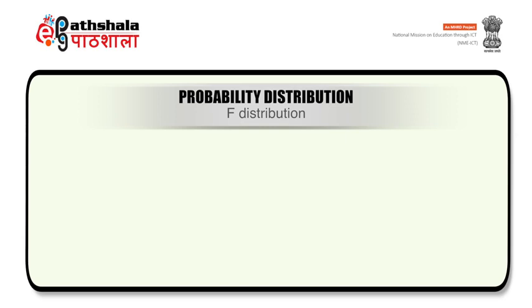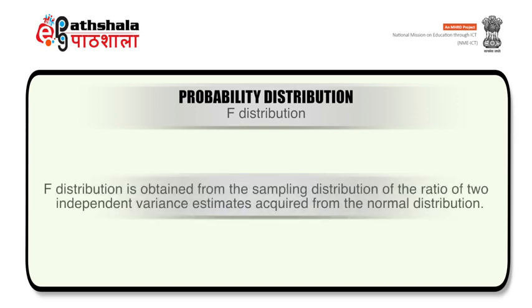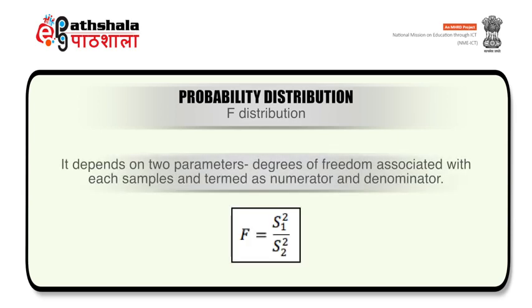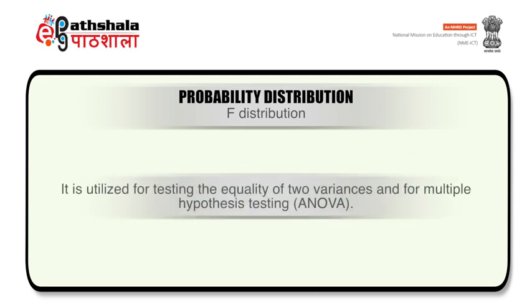Fifthly and lastly, F distribution. F distribution is obtained from the sampling distribution of the ratio of two independent variance estimates acquired from the normal distribution. The same is also shown on the screen. It depends on two parameters, degrees of freedom associated with each sample, termed as numerator and denominator. It is utilized for testing the equality of two variances and the multiple hypothesis testing, that is called as ANOVA, which we will further be detailing in the same module.